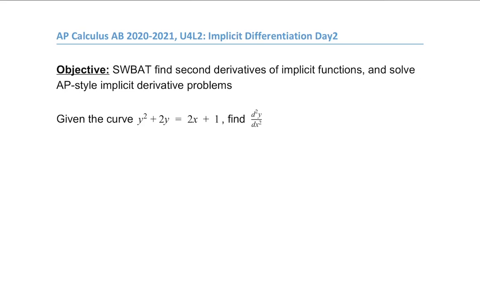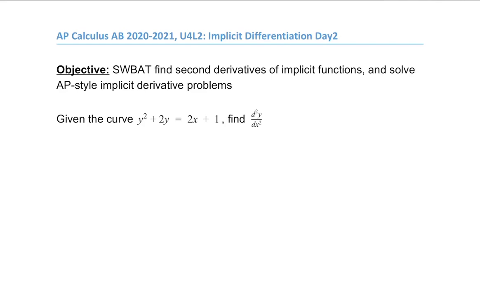All right, here we go. Unit 4, Lesson 2. We're going to do second day working with implicit differentiation. The two things we're going to do today are talk about what second derivatives defined implicitly look like, and then do an AP-style implicit derivative problem.